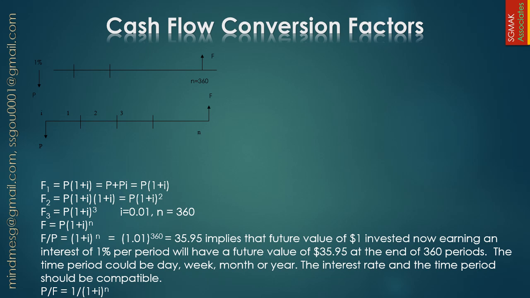The time period could be day, week, month, or year. And as I said again, interest rate and time period should be compatible. That's one thing you need to be clear about. Some problems we will do have a mixed time period. You're depositing cash every month, but maybe you're taking out every quarter. So in that case, you've got two separate sets of cash flow. Time buckets are different, and we have to use the appropriate interest rate depending on what time bucket we are using. When you solve problems, it will be a little more clear. So that's the rationale for computing the factor F over P.